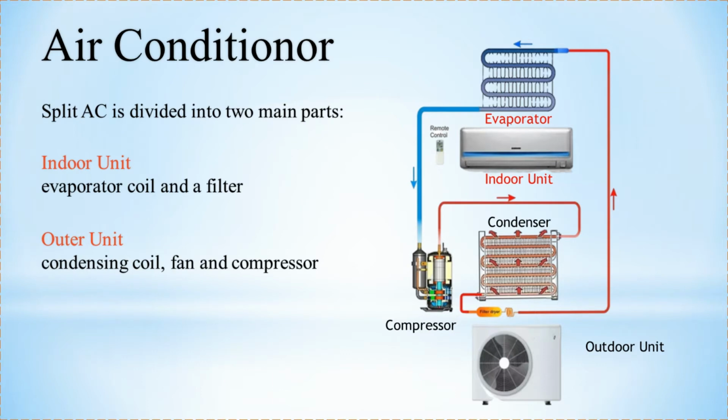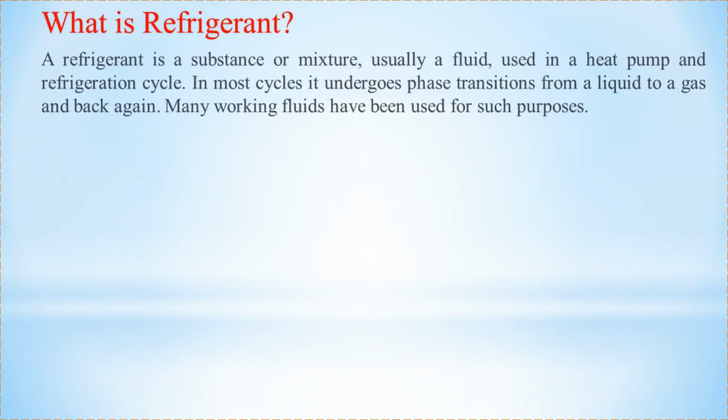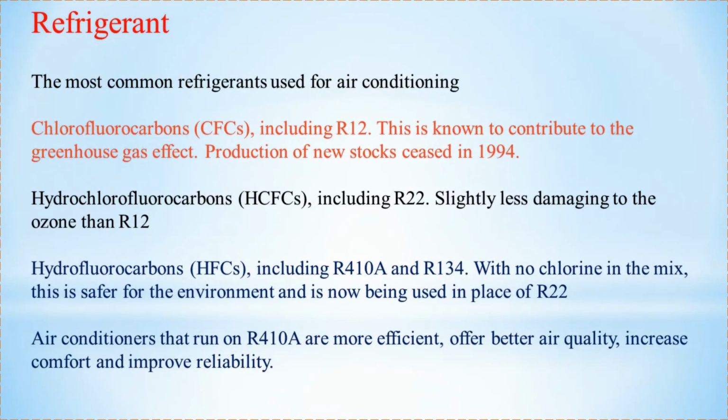To understand the working principle of an air conditioning system, first we need to clear what is refrigerant and ton of refrigeration in an air conditioning system. Now we will discuss what is a refrigerant. A refrigerant is a substance or mixture, usually a fluid, used in the refrigeration cycle. In most cycles it undergoes a phase transition from a liquid to a gas and back again. Many working fluids have been used for such purposes. Without refrigerant there would be no air conditioning, refrigeration or freezing technology.